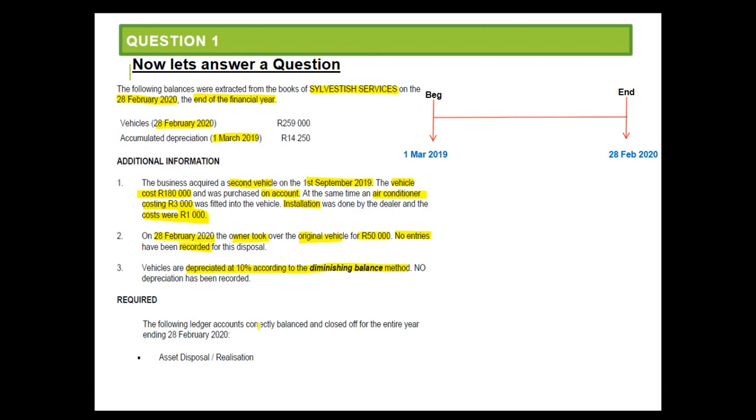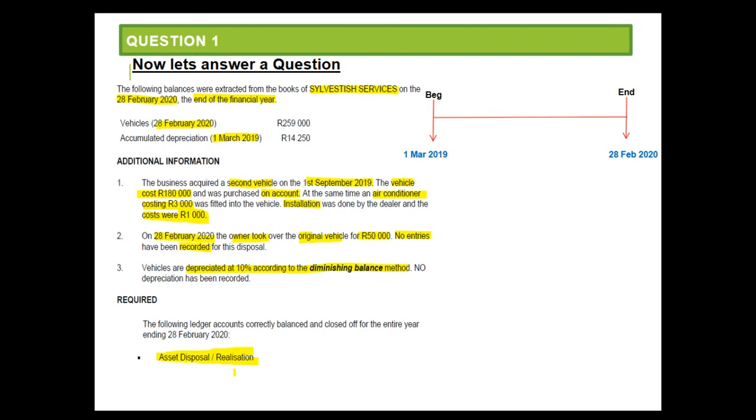Okay, we analyze. Now they say the following accounts are correctly balanced and closed off for the entire year ending. In other words, I just want us to open the asset disposal. Sometimes they call it asset realization. So remember, if you are being asked to open the asset disposal, please make sure that you follow the steps. Even if you can change the steps somehow, those steps must still be there, because sometimes your step number two can be someone else's step number three. But let's just see what I'm going to do.